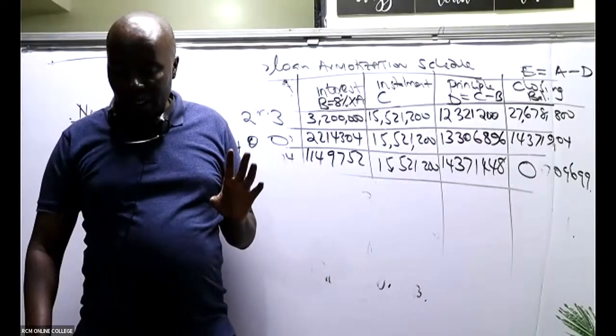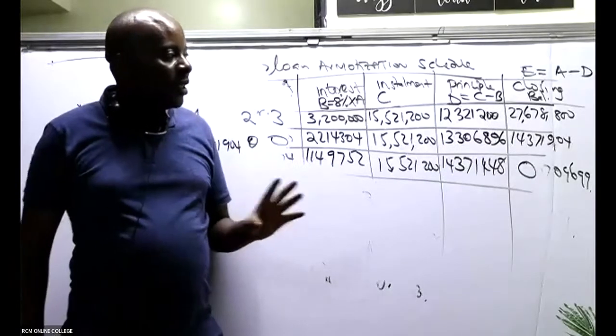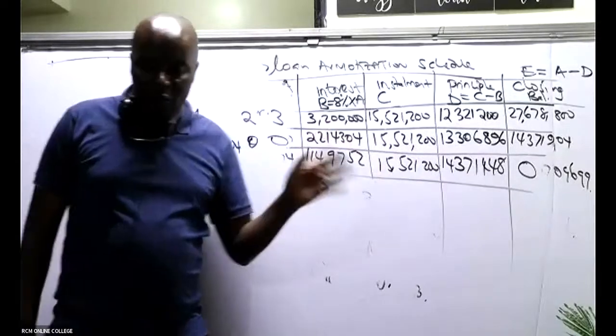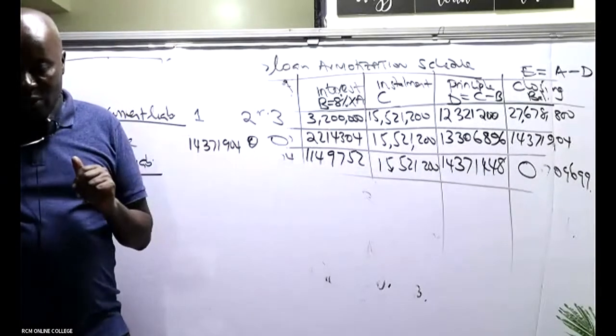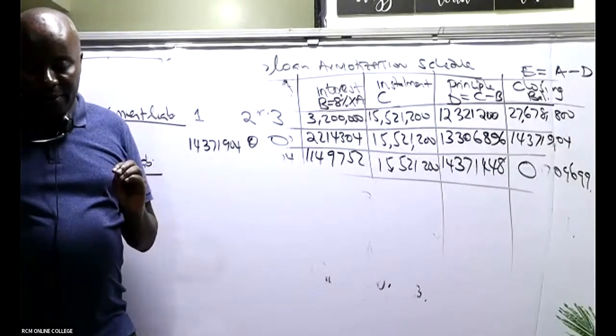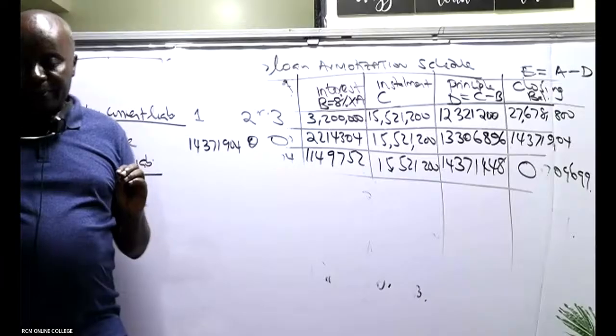Please don't be shy, please. Say it: 27,678,800 minus 14,371,904. How much are we getting there, somebody? Please don't be shy.